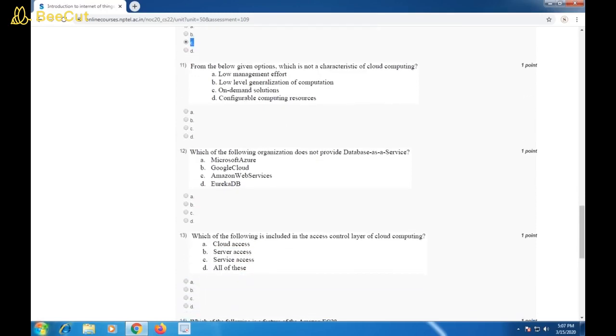Let's move on to the 11th question. From the below given options, which is not a characteristic of cloud computing? Low management effort, low level generalization of computation, on demand solutions, configurable computer resources. The answer for the 11th one is option B, low level generalization of computation. So 11, answer B option.